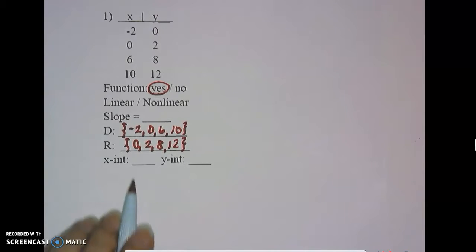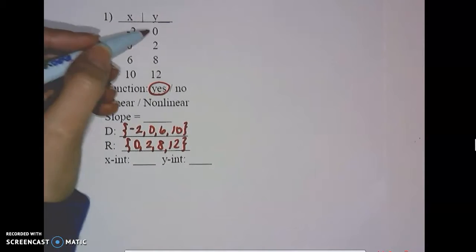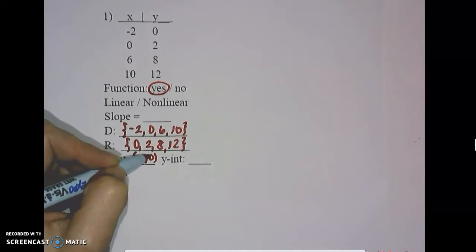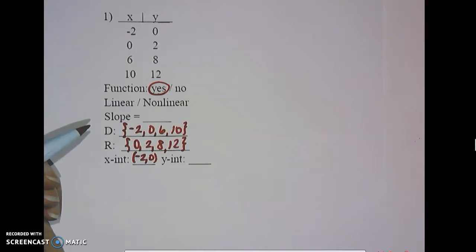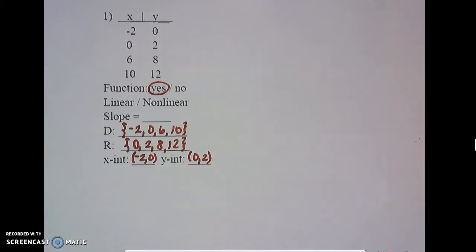Okay? And then x-intercept and y-intercept is what we just got done dealing with. So here, anything that's an x-intercept is going to have a y-coordinate of 0, meaning we're looking for that y value of 0. So our x-intercept here is (-2, 0). And a y-intercept is going to have an x-coordinate of 0. So (0, 2) is our y-intercept. Okay? So that's all stuff that we've done in the past, building it in with this. The last piece that we're going to deal with here is the slope, linear, nonlinear, and slope.